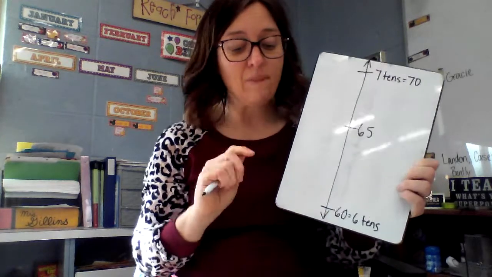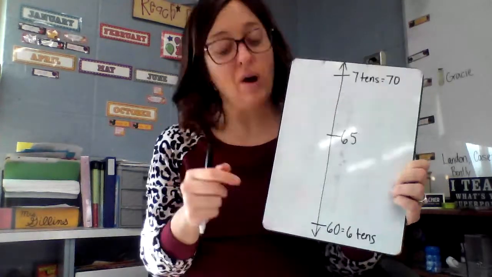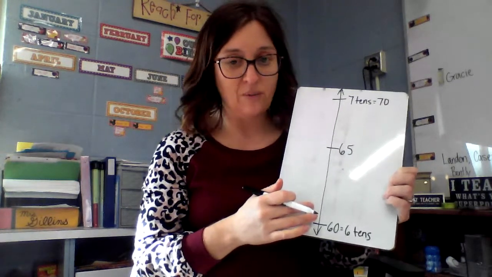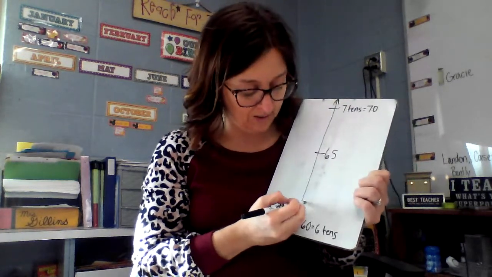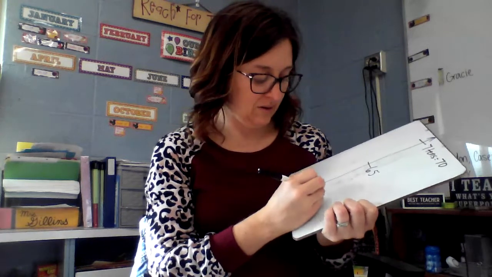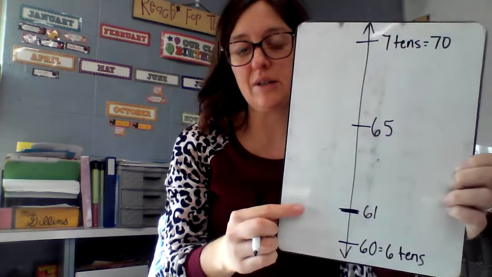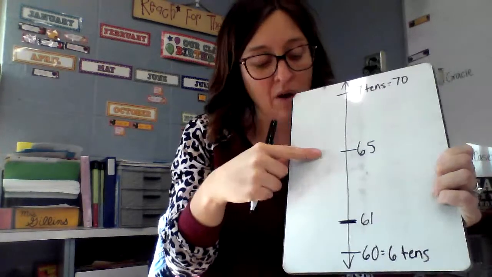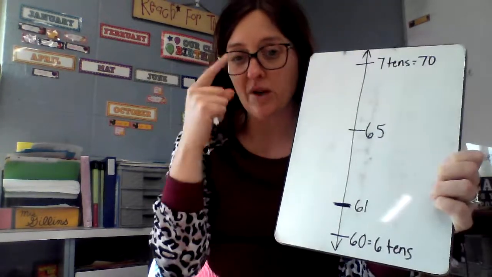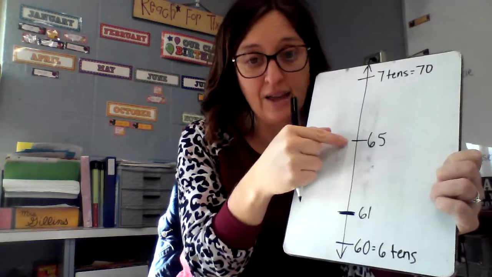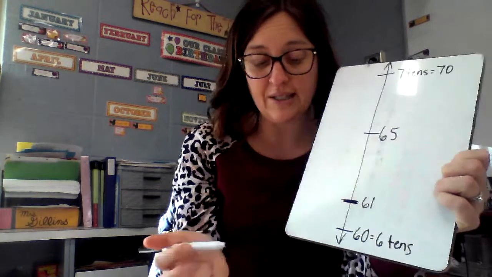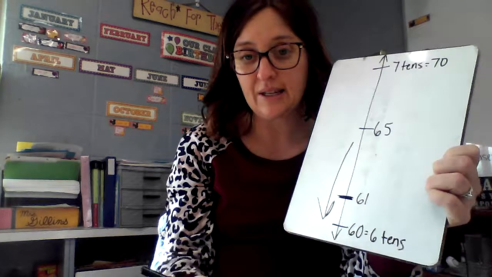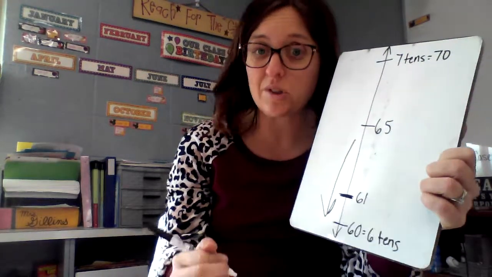The number we were talking about rounding was the number 61. So I'm going to place 61 on my number line. So there's 60. Next up would be 61. So if I look at that number 61, is it more than halfway where I'm going to go up? Or is it less than halfway where I'm going to go down? It is less than halfway. 1 is less than 5. So I'm going to round that number down to 60. 61 would round to 60.